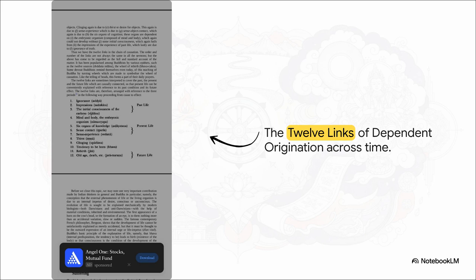Now listen up, because examiners absolutely love to test your memory on these 12 links. Here's a brilliant exam trick for you. Categorize them strictly into past, present, and future. Just remember that ignorance, or avidya, and impressions, samskaras, are strictly baggage left over from your past life. Meanwhile, thirst, meaning craving, and clinging are what dictate your present life, and those inevitably trigger the future life, which is characterized by rebirth and old age.